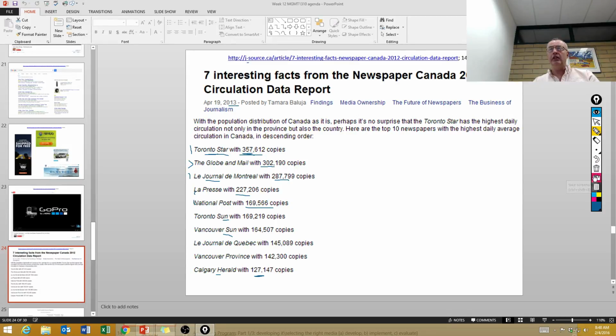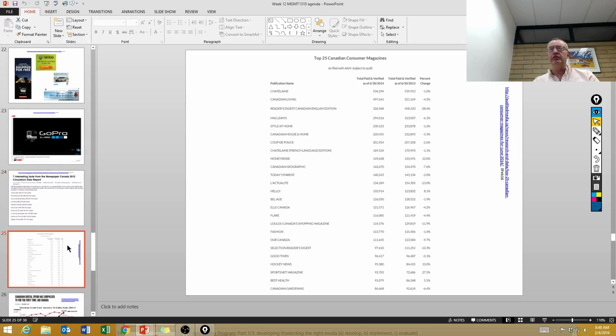And likewise, in magazines, we have the same kind of data for magazines as well. Now, this is hard to read, I know it's hard to read, but this is from 2014. So if you're trying to figure out which magazines you should put your ads in, you want to know how many households these magazines get into. So Chatelaine magazine goes into about 530,000 homes in Canada. Canadian Living makes it into about 497,000 homes in Canada. Reader's Digest, Canadian English edition, about 327,000. Maclean's magazine, about 290,000 homes, and so on.